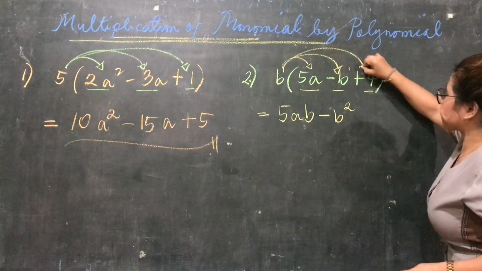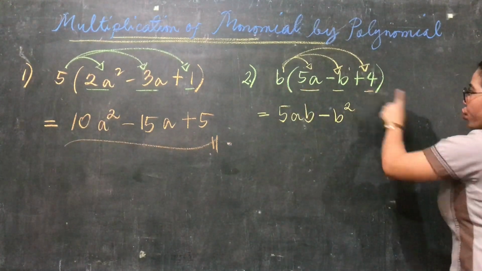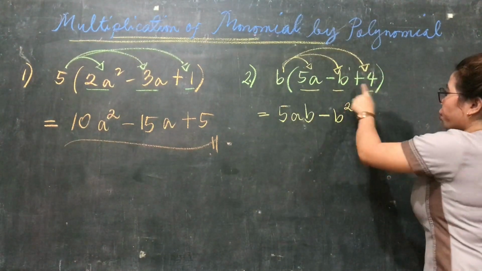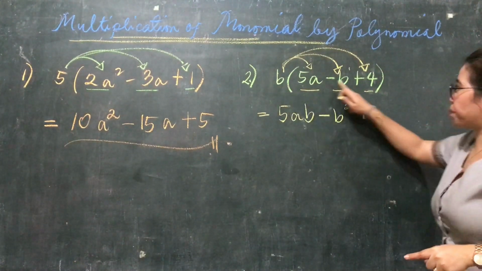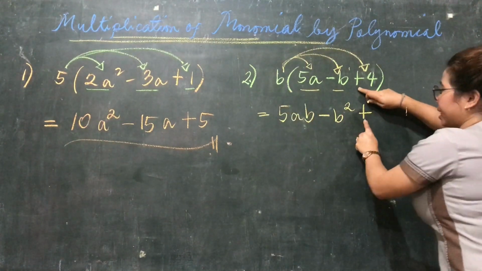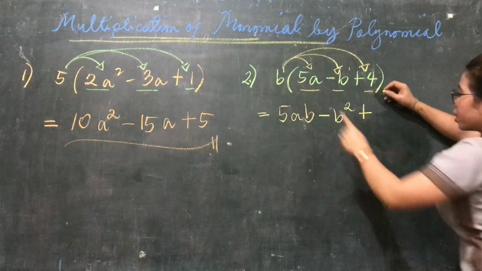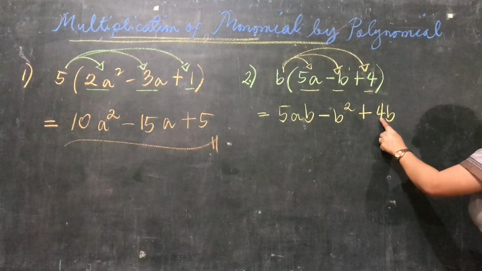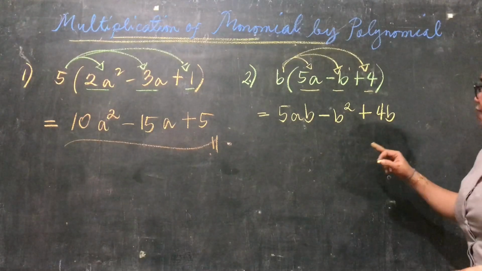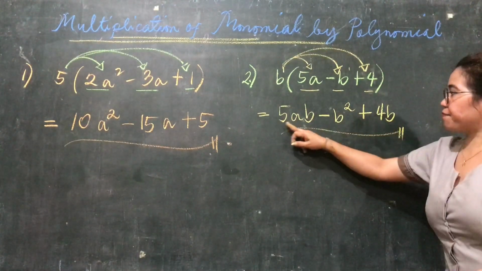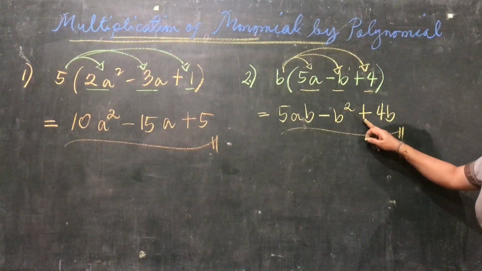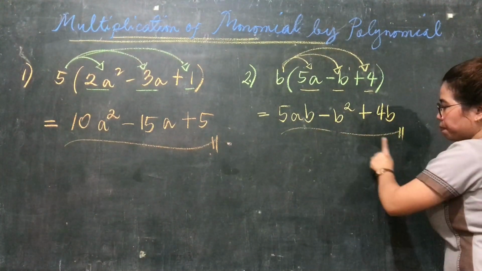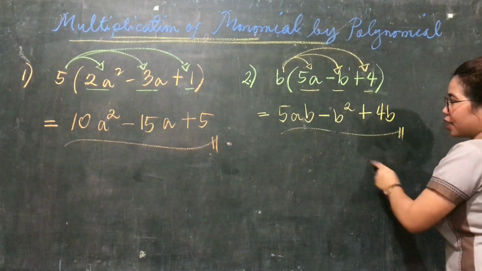Last term ta. B times 4. Unahon sulat ang coefficient or number lang. B times 4, positive ang labas, kay puros positive, i-multiply, positive. Nya, B times 4, itapad diri na siya, ug unahog sulat ang number para mahimo nga coefficient siya sa B. So, the answer is 5AB minus B squared plus 4B. Dili na nato siya ma-combine or ma-simplify pa kay puros unlike terms.